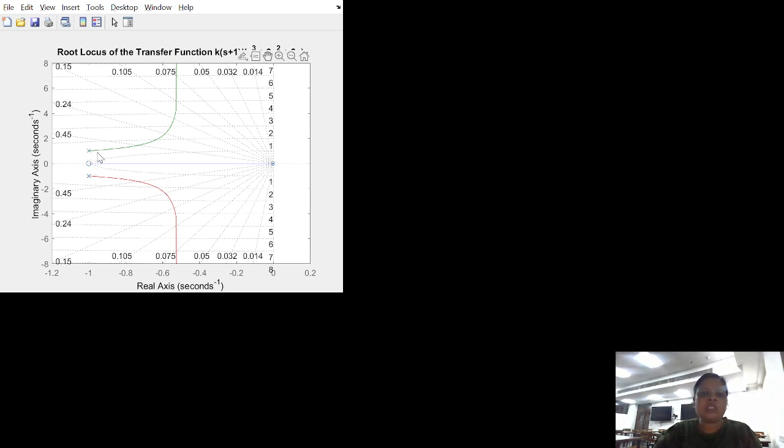Now the two other poles have to terminate somewhere. So since they do not find any other open loop zero present here, they go to infinity. So both of them are going to infinity, but since they're going to infinity, they have to go along some asymptote. So the asymptote value here is at minus 0.5, the value that we had derived. So along that line only it is going.